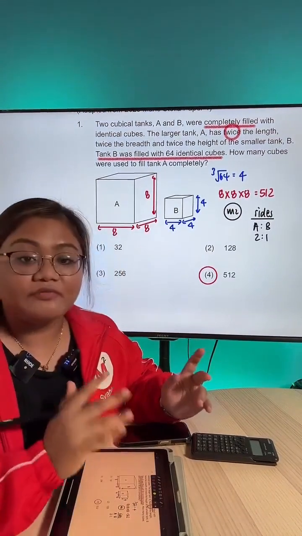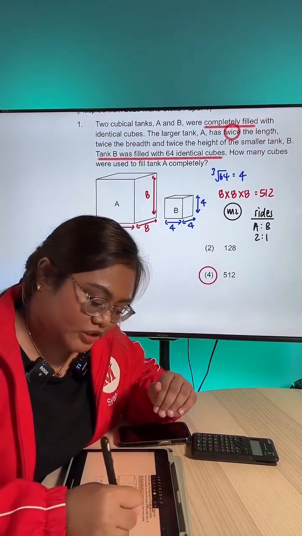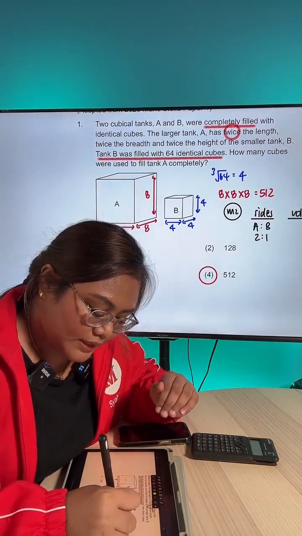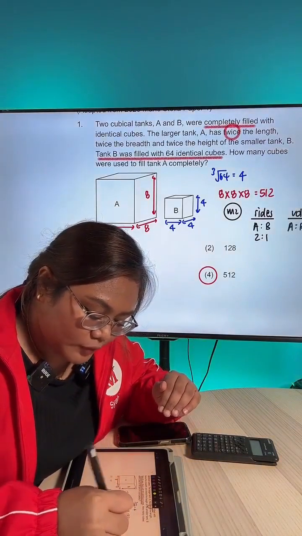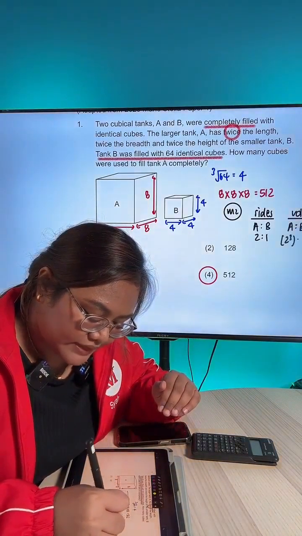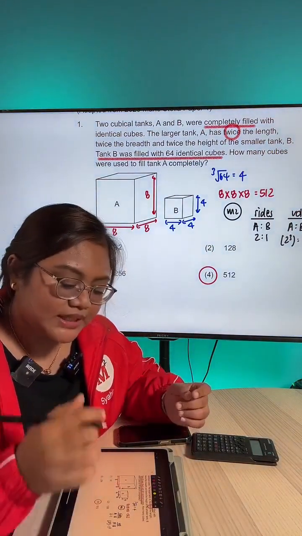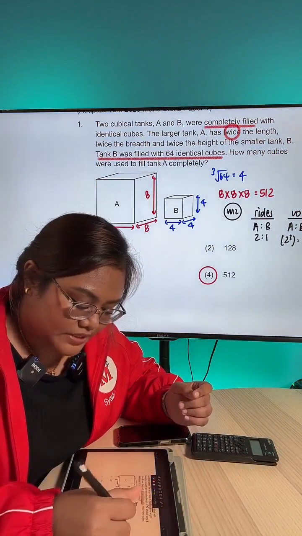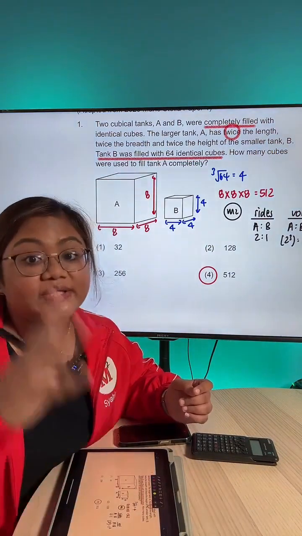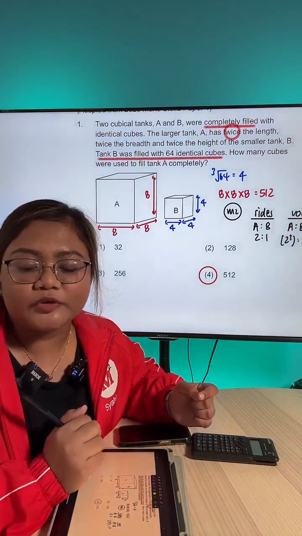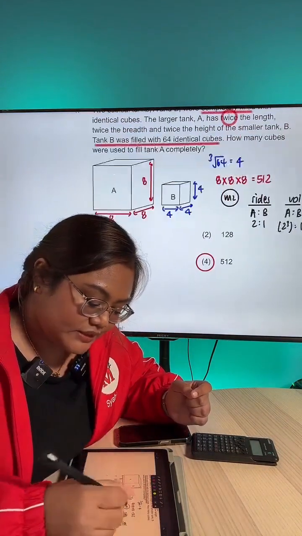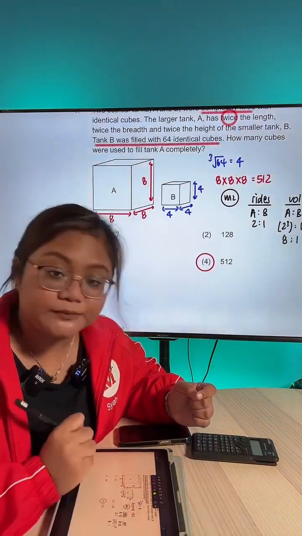Alright, so now that we know the ratio of the sides is 2:1, we can actually find the ratio of the volume. Now to find the ratio of the volume, we just have to cube these values. Okay, why do we cube these values? Because the volume of a cube is basically side times side times side. So this will give us 8:1.